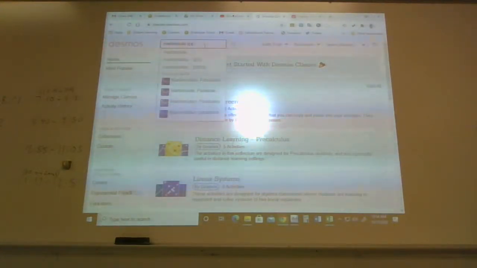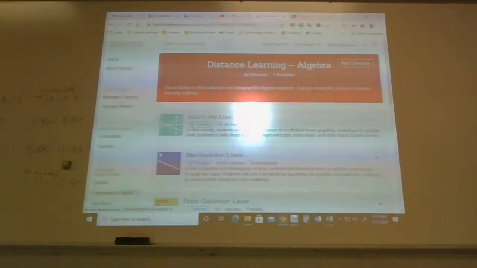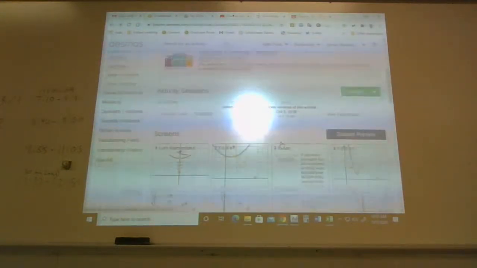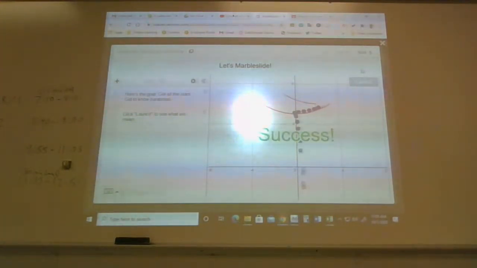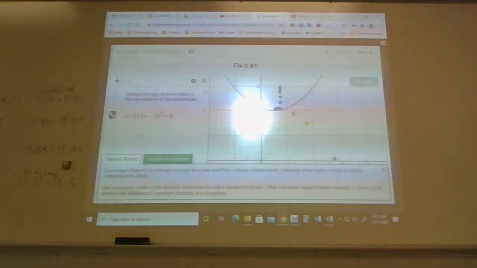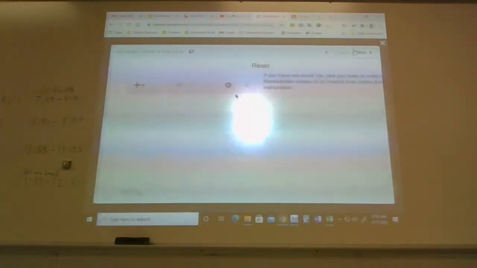Marble slide parabola. There we go. Where you can go into... No. Go back. There it is. Cool. Where you could drop marbles and have it hit the stars. It's really cool. Or it's like, oh no, I couldn't get the marble with the parabola. So you could change one thing about it and then relaunch it and then you get it. Success. It's super cool. I love this thing.